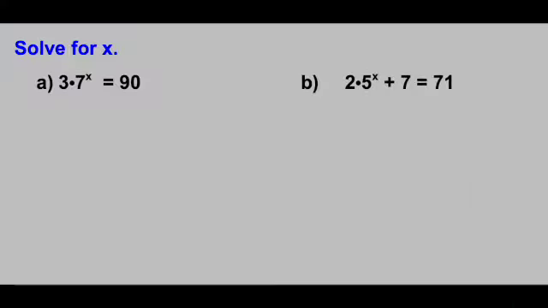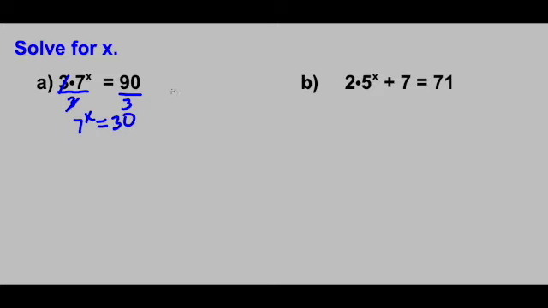Speaking of more complicated problems, here we go. Let's take a look at the one on the left here, problem A. We have 3 times 7 to the power of x equals 90. What we're going to do here is try to isolate 7 to the power of x by itself. So we're going to divide both sides by 3. When we do that, the 3's cancel out, become 1's, and we get 7 to the power of x equals 30.